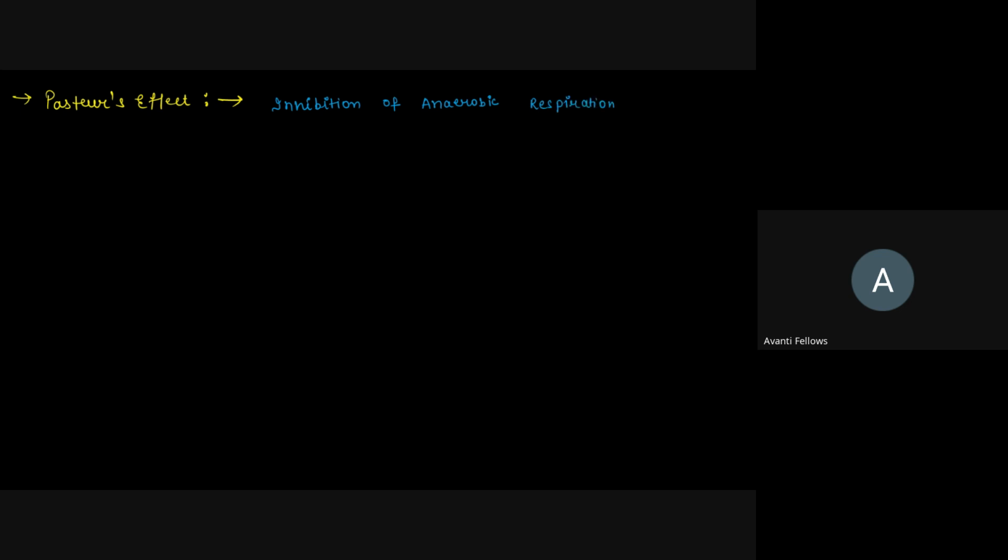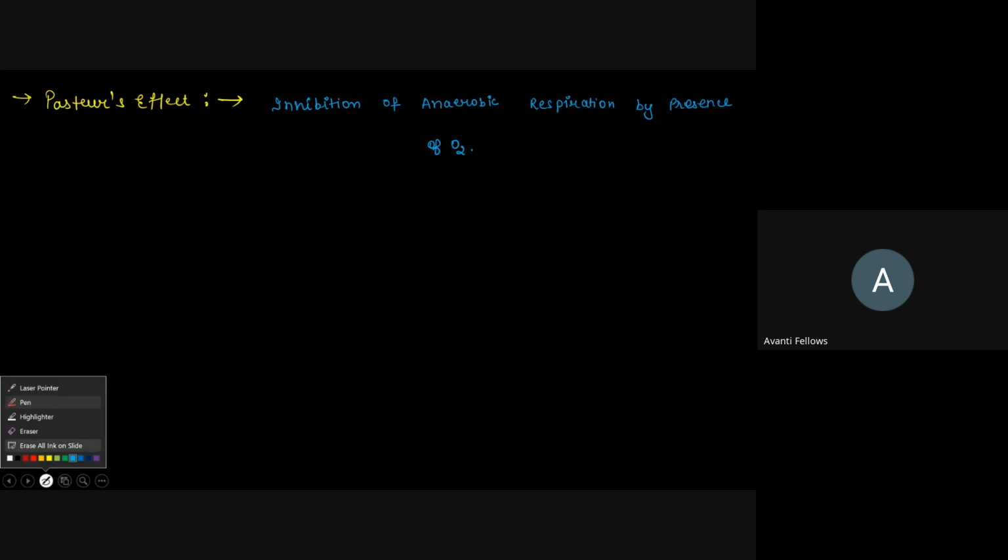Respiration. If anaerobic respiration is getting inhibited, how can we inhibit anaerobic respiration? By the presence of oxygen, then this effect is known as the Pasteur effect. Because for the process of anaerobic reaction, we need an absence of oxygen. There should be a lack of oxygen. But if there is an anaerobic condition and in that condition we are giving oxygen, then anaerobic reaction will not happen.